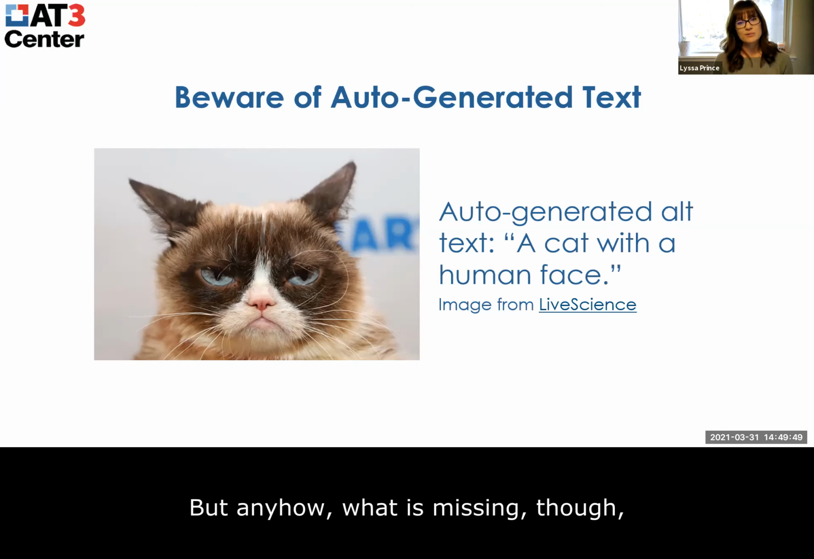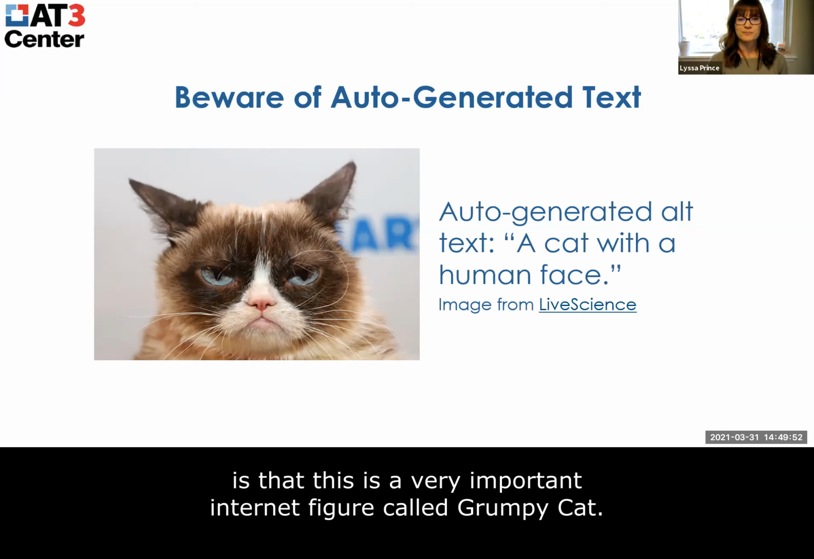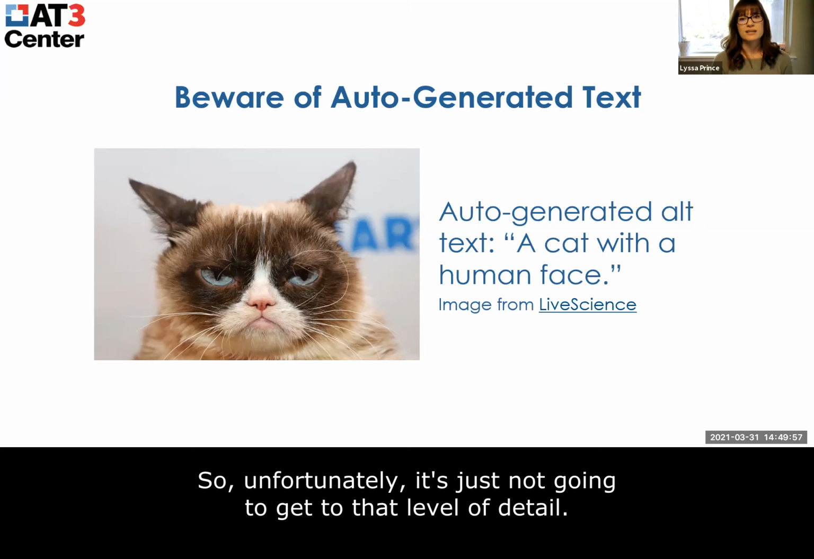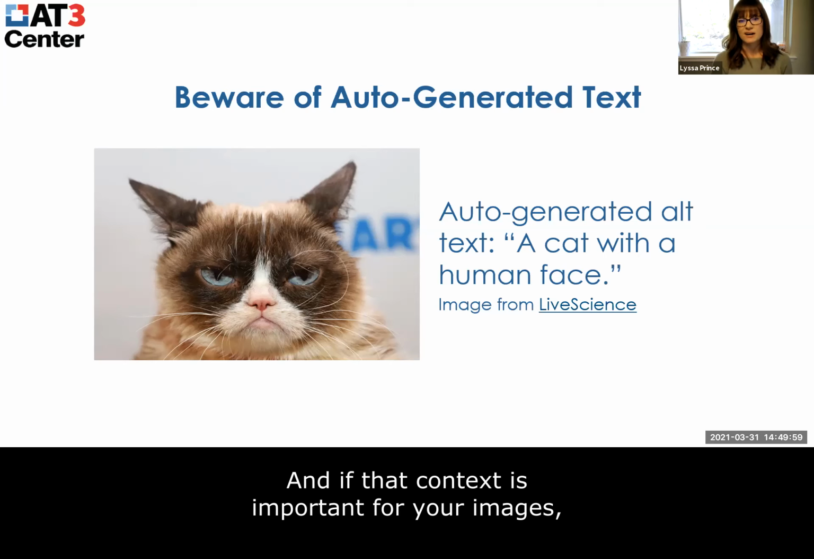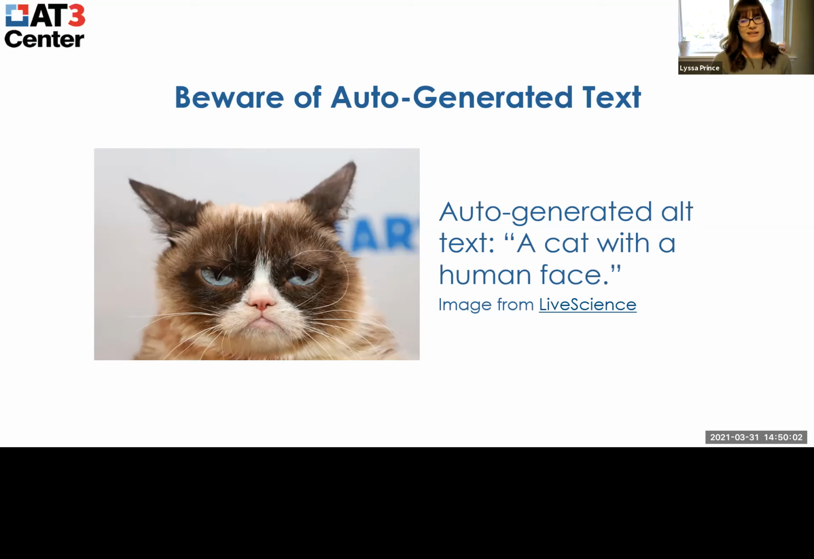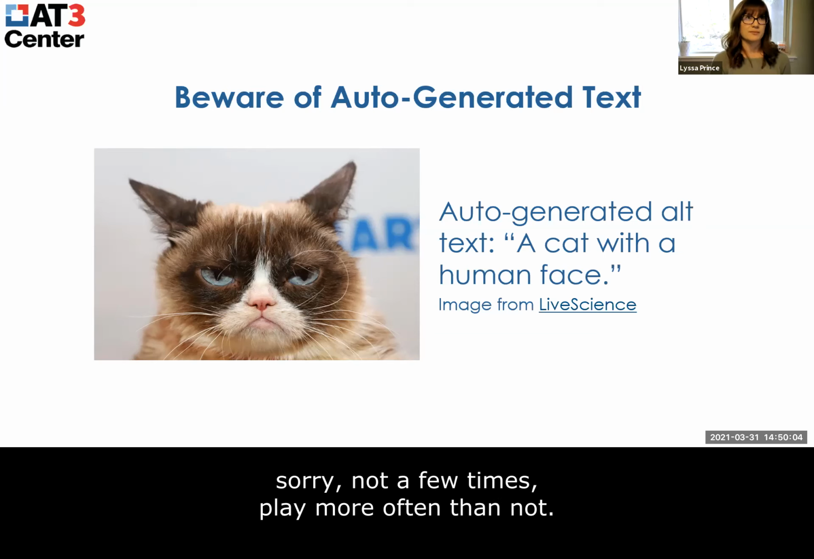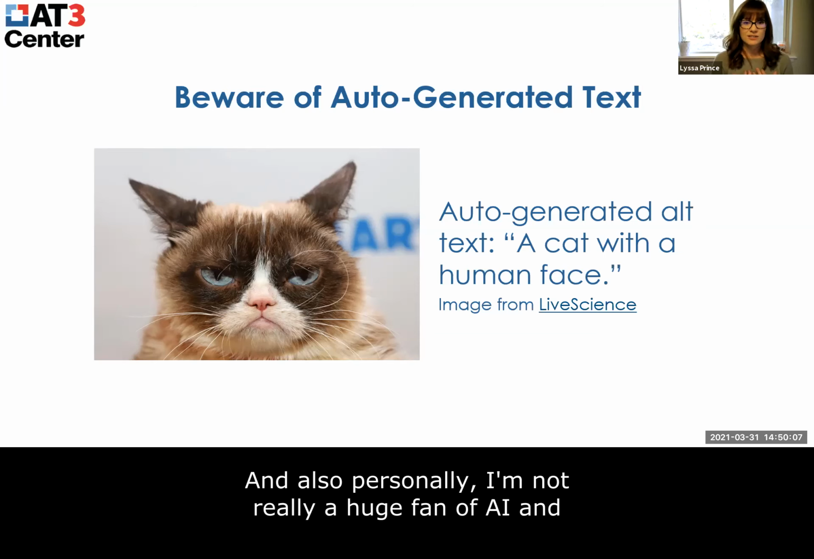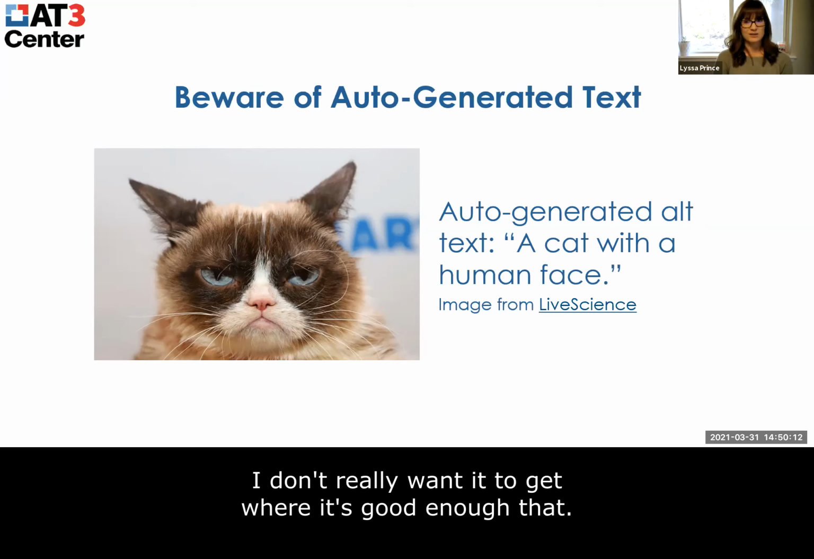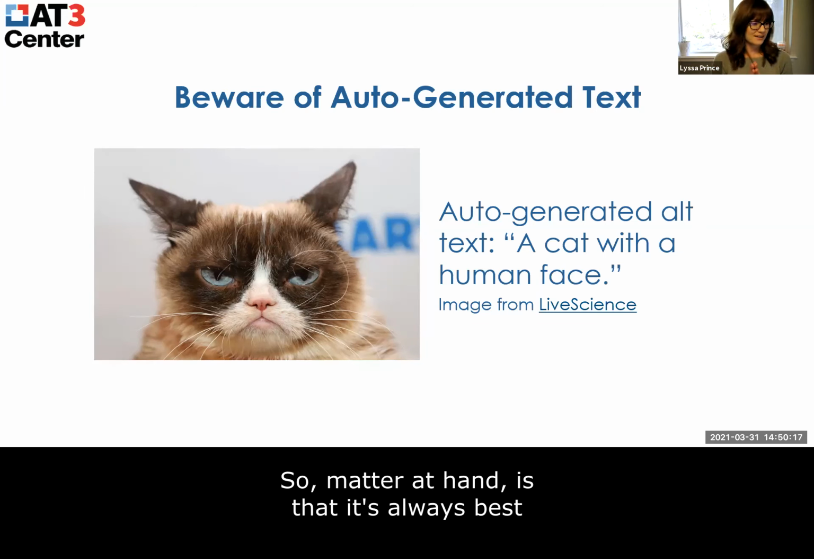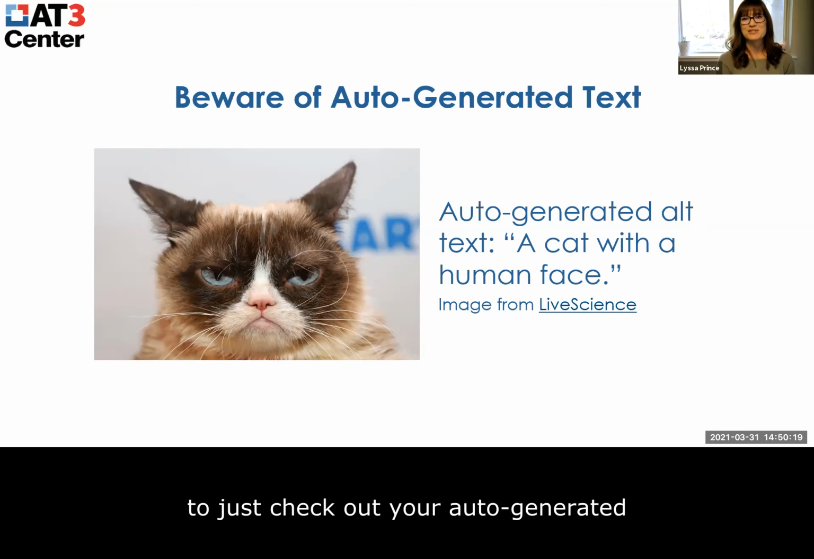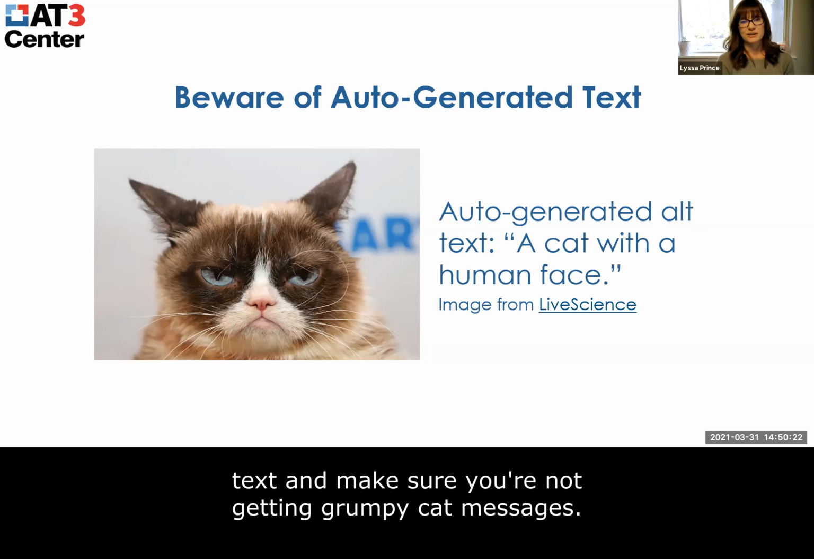But what is missing is that this is a very important internet figure called Grumpy Cat. Unfortunately, it's just not going to get to that level of detail. And if that context is important for your images, it's going to miss, not a few times, but probably more often than not. Also, personally, I'm not really a huge fan of AI, and I don't really want it to get to where it's good enough at that. So the matter at hand is that it's always best to check your auto-generated text and make sure you're not getting Grumpy Cat misdescribed.